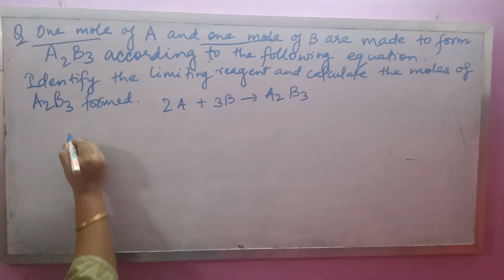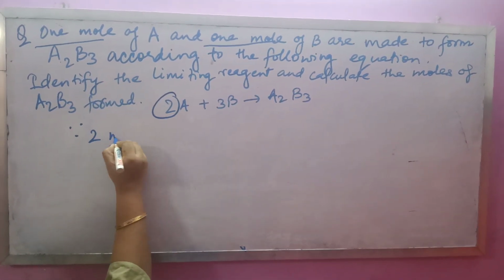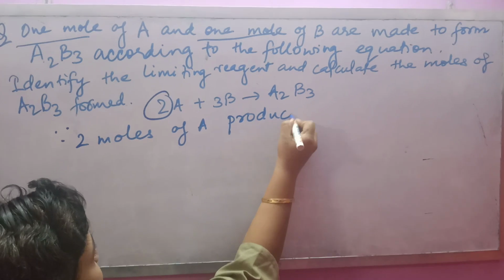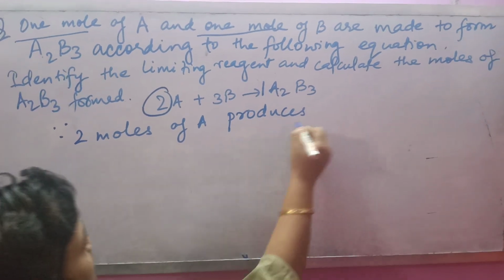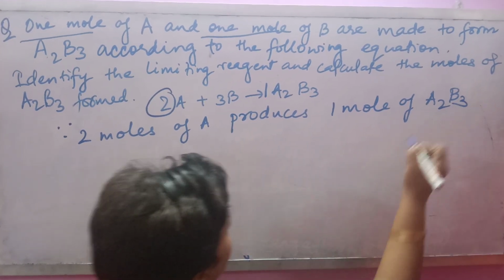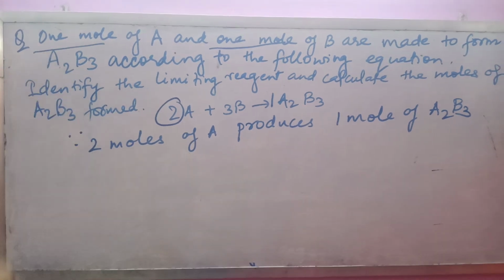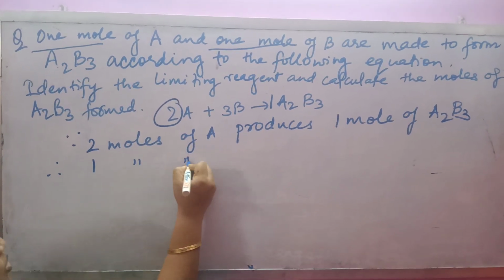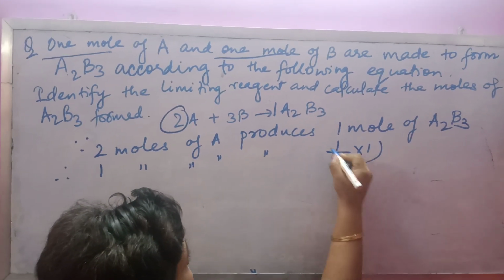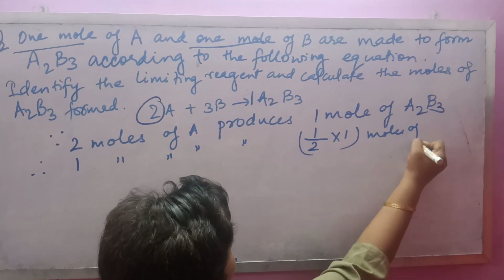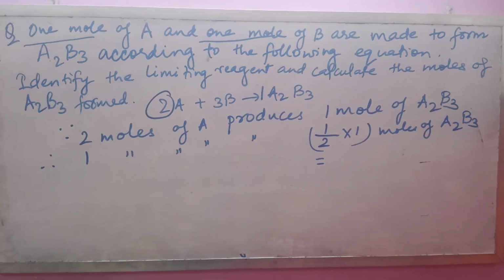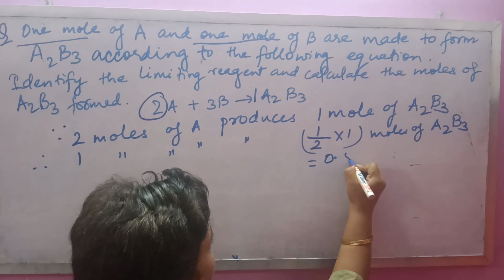Now since 2 moles of A produces 1 mole of A2B3, as nothing is written before it, but in the question 1 mole of A is given, therefore 1 mole of A produces 1 by 2 into 1 moles of A2B3, and on calculating it will come out to be 0.5 moles.